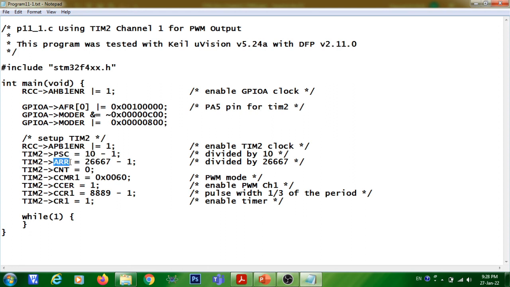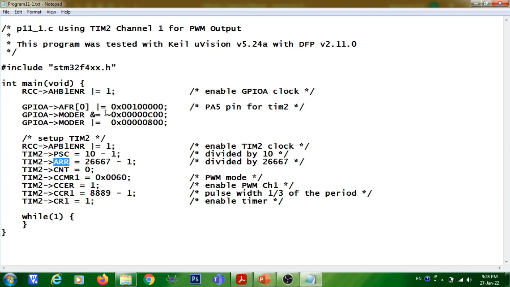Then I am configuring ARR as 26667 minus 1. Why is this minus 1 there? Because if you are writing 26667, the counter will be incrementing from 0 to 26667. For the time being, we can consider ARR as 10. So if you are giving ARR as 10, what will happen? The timer will be incrementing from 0 to 10. That means for counting from 0 to 10, each count will take one clock. So for counting from 0 to 10, a total of 11 clocks will be taken.